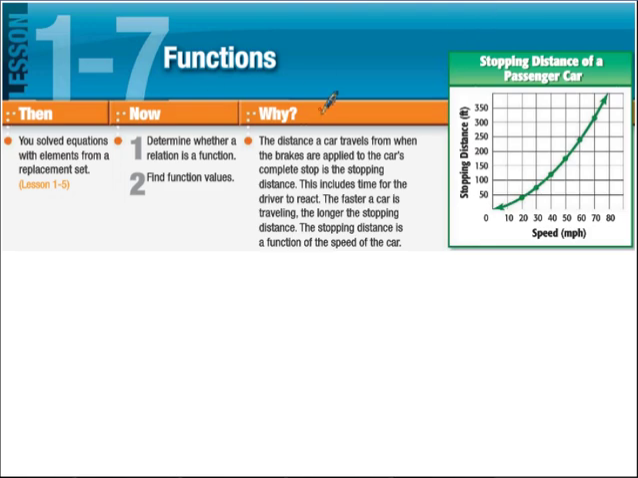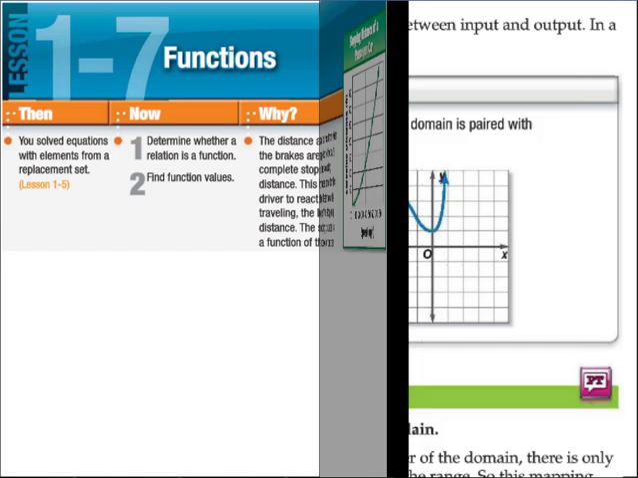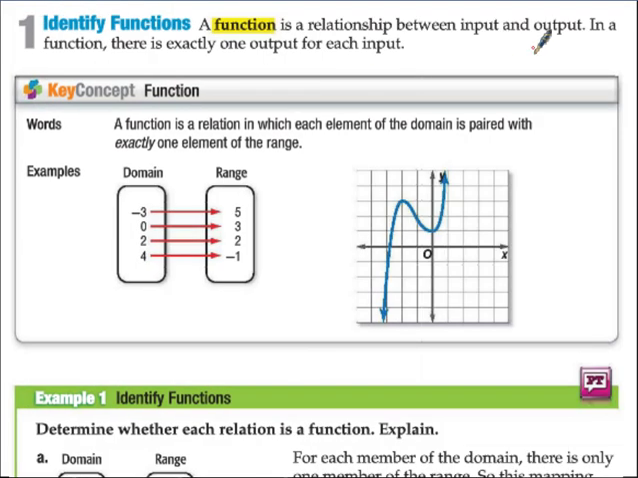The second part of the notes today is on functions, okay? So we're going to talk about what that is. Again, lots of vocab today, all right? A function is a relationship between input and output. So a function is a relation, but it's a specific kind of relation. In a function, and this is big time, got to know, there is exactly one output for each input.